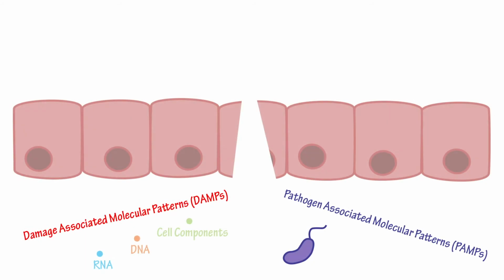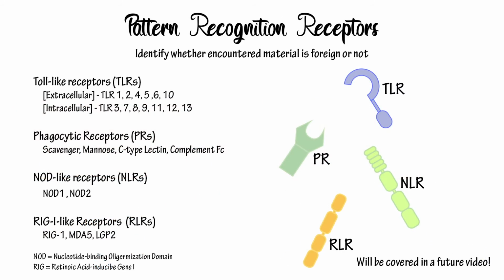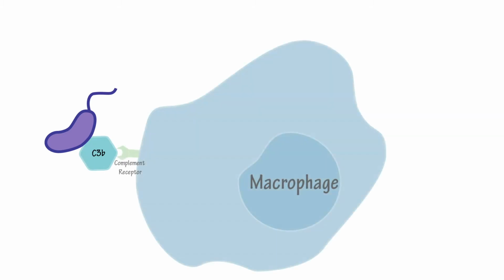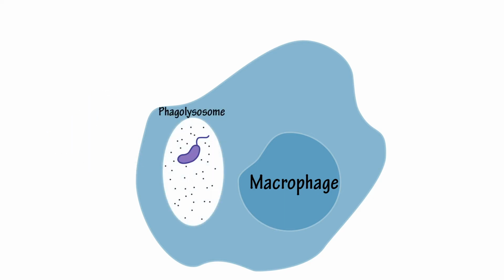So we have our DAMPs from cell damage and PAMPs, which are parts of the pathogen, which must be identified by pattern recognition receptors. For extracellular pathogens, as we mentioned, they are phagocytosed upon recognition by phagocytic receptors. So let's take our bacteria again that's been opsonized by complement. It's recognized by complement receptors and internalized in the process of phagocytosis. But some bacteria can survive the harsh environment of the phagolysosome and escape into the cytoplasm of the phagocyte.